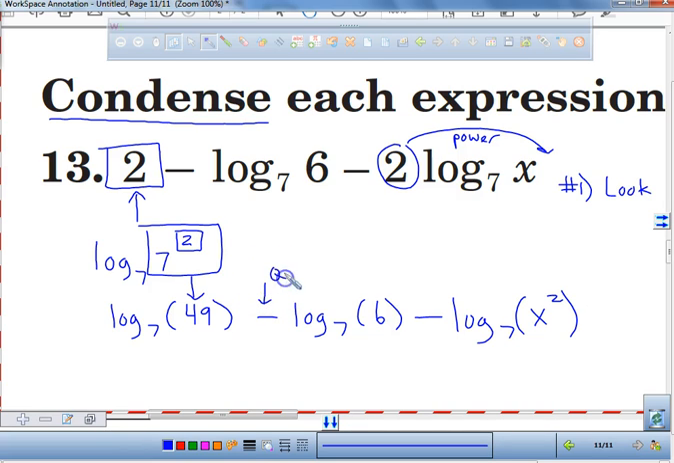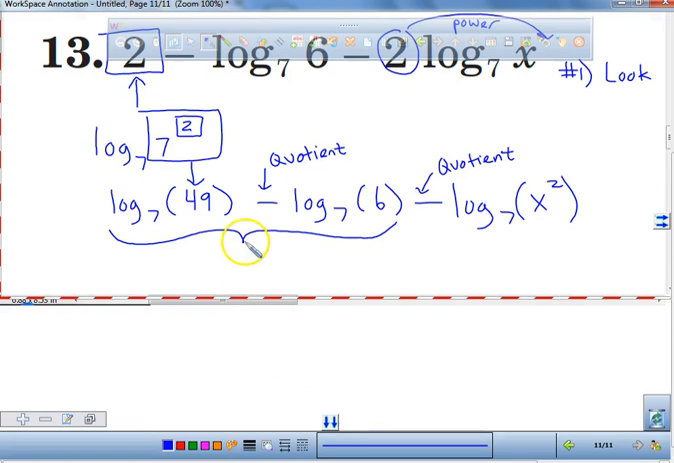The minus sign means we're dealing with the quotient property. This minus sign also means we're dealing with the quotient property. So how do we work these? We always work them from left to right. So what I want you to do first is take this and condense just that. See if you can come up with that. If you're watching the video, pause it and see if you can come up with this answer. We're about to write it.